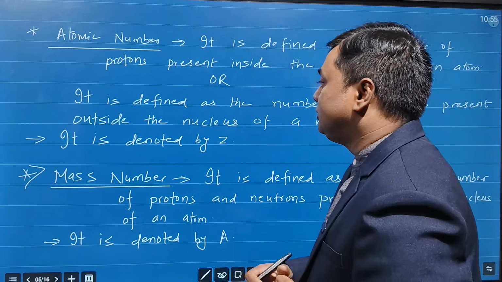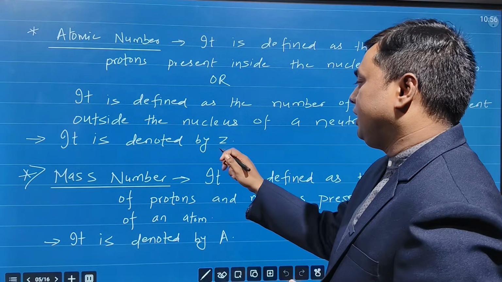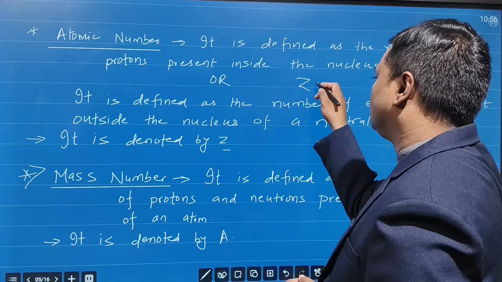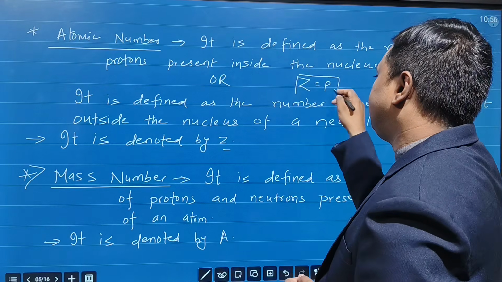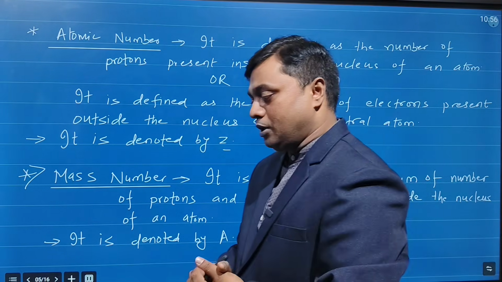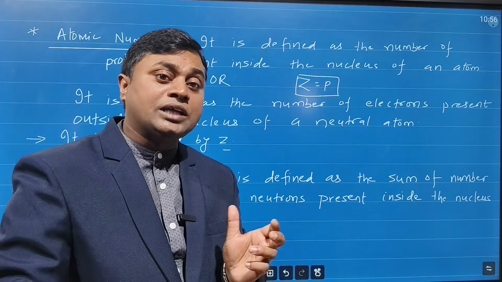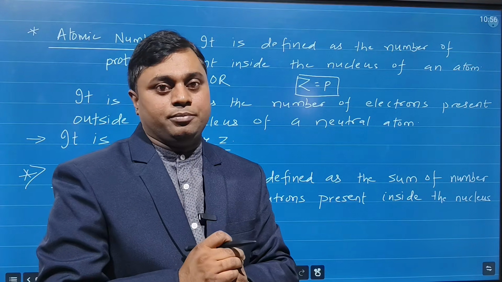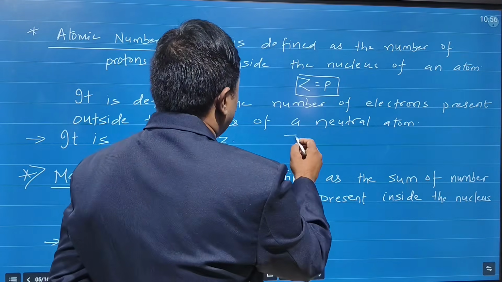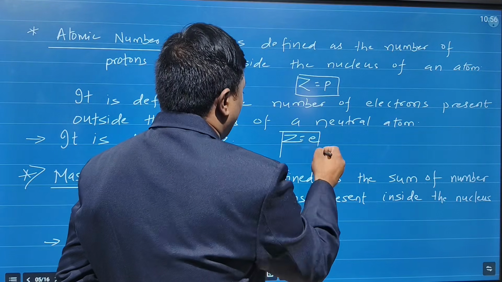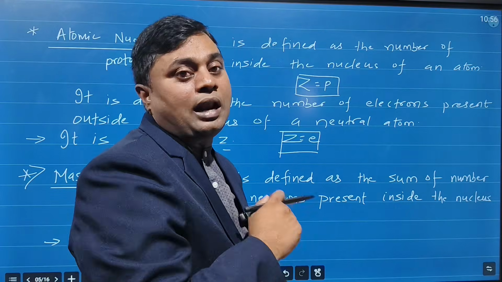Generally it is denoted by capital Z. Z is nothing but the number of protons present inside the nucleus of an atom, or we can say it is the number of electrons present outside the nucleus of a neutral atom. So Z is also equal to the number of electrons, but this is for a neutral atom only.